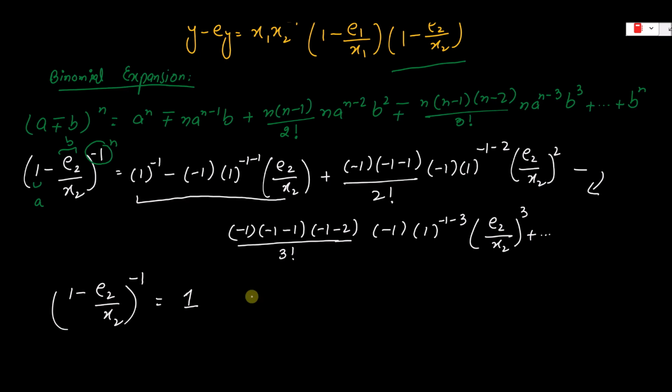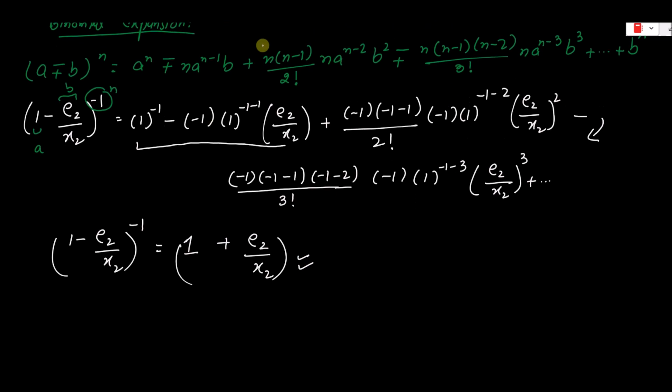Either it's negative or positive. So here when we simplify it, we will get plus e2 over x2. When you simplify it, you will get negative 2. So this is 1. So 1 times negative 1, you will get negative 1. And when this negative 1 multiplies with this negative, you will get positive 1. So we are going to substitute this value here.